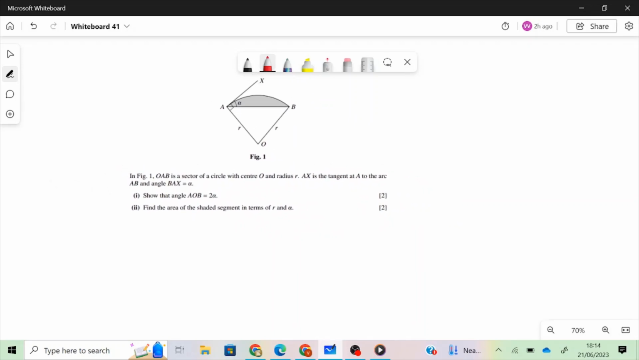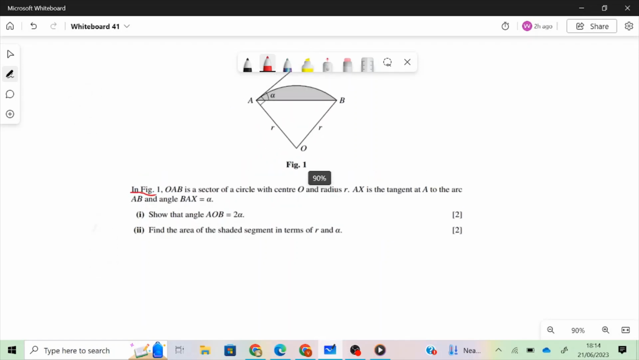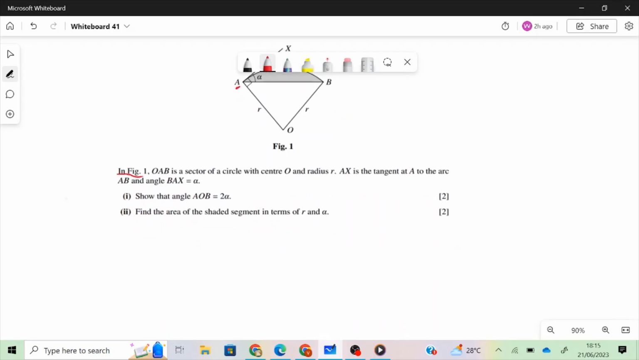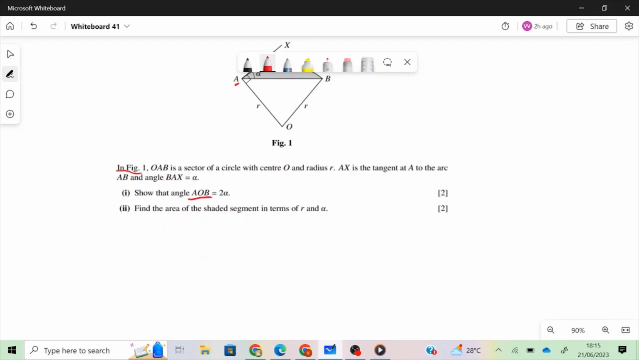Okay, so the first example says, in figure 0.1, OAB is a sector of a circle with center O and radius R. AX is a tangent at A to the arc AB, and angle BAX is equal to alpha. Let's say alpha since there's already A over here. We now need to show that angle AOB is equal to 2 alpha. This is 2 marks and we need to show it.